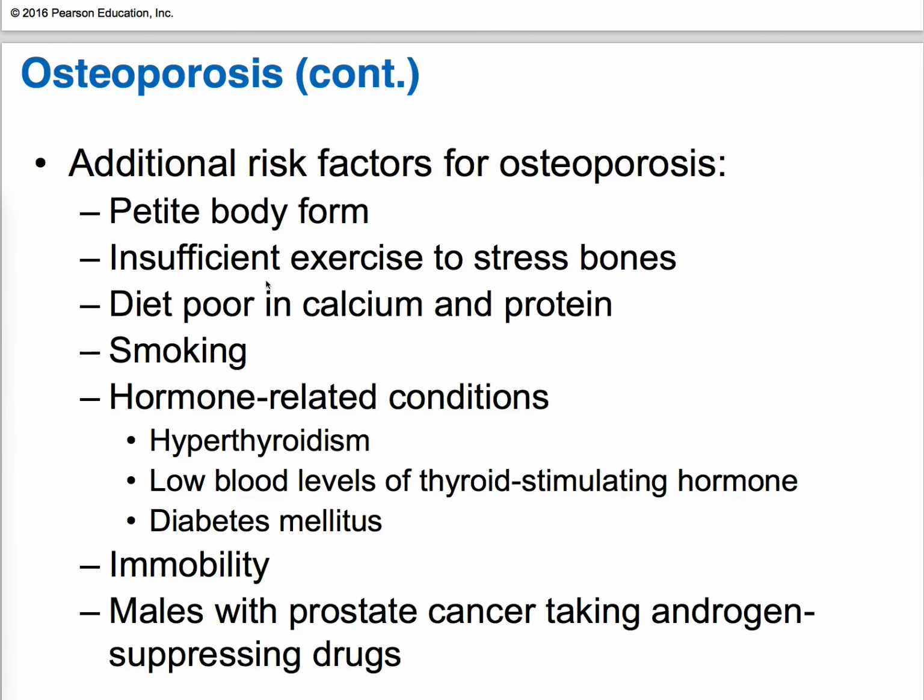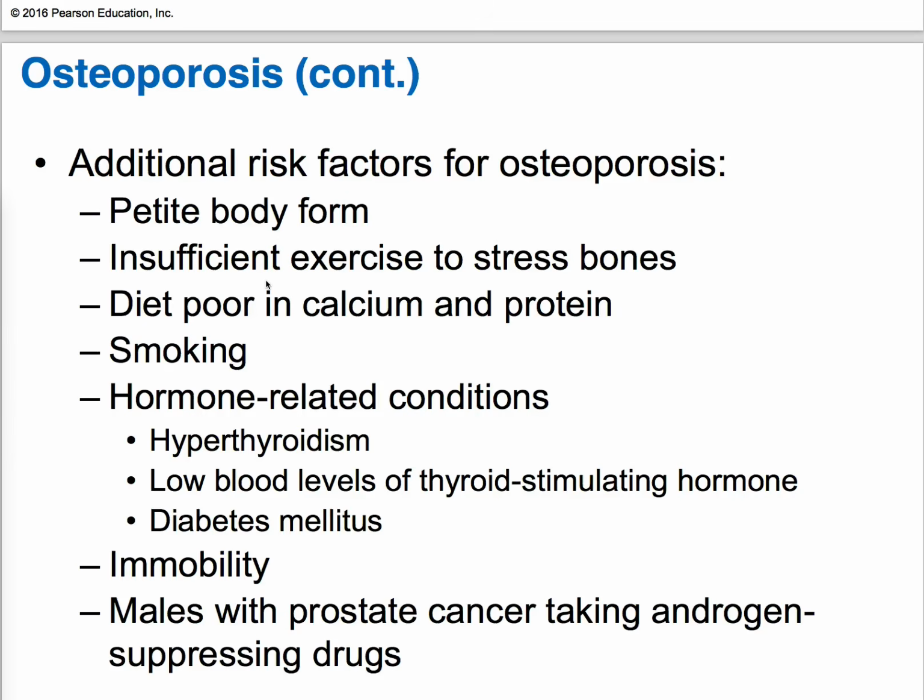So, additional risk factors for osteoporosis. If you have a petite body form, again, higher risk of developing osteoporosis. If you've been lethargic most of your time, with insufficient exercise to stress the bones, so if you're not walking, not doing any type of exercise, it could increase your risk for developing osteoporosis. So again, it's very important to walk. Go out and walk at least 30 to 40 minutes a day, minimum. Not only is it good for your heart health, but it is also good for your bones, for saving yourself from developing osteoporosis.